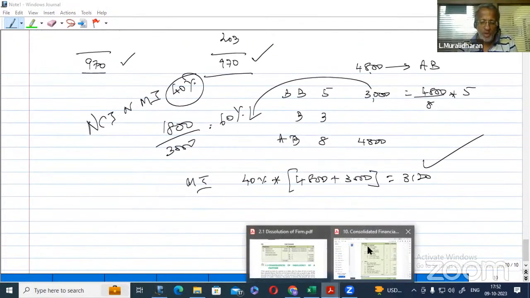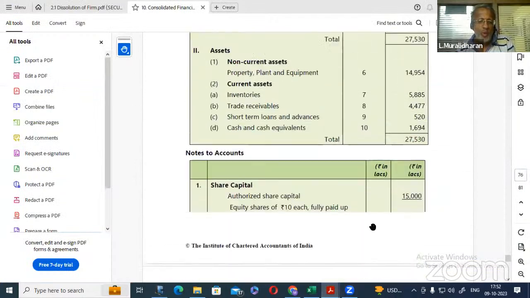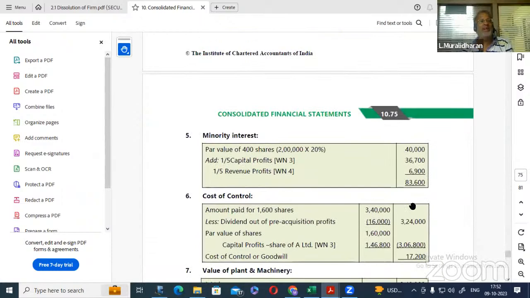Then, by going through this problem, you should be in a position to arrive at what is a capital profit. What is a capital profit? Arrive at goodwill and capital reserve easily like this. That requires some amount of practice. You don't get it in the very first problem. Then everybody will stand in the queue.